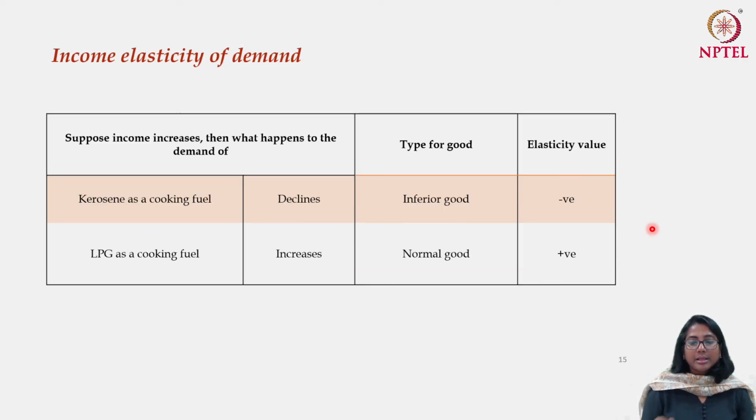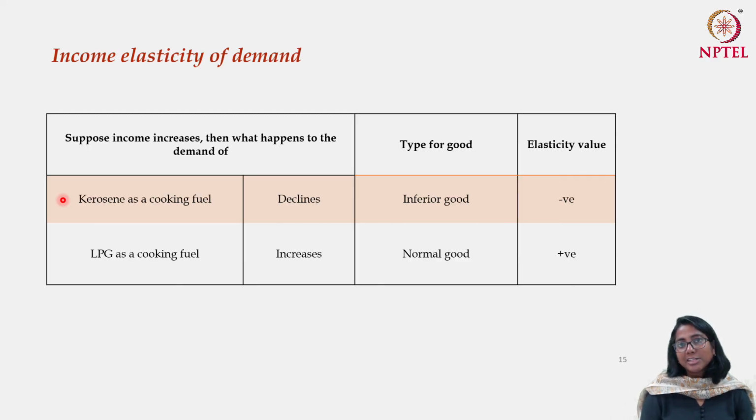The final one that we are going to discuss are two examples that make use of the concept of income elasticity of energy demand. The first example: suppose the income of a particular family increases, then what happens to the demand of kerosene as a cooking fuel?